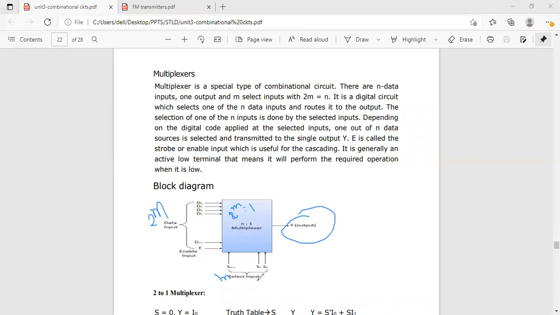Depending on the select input condition, it selects one of the input lines at the output. That's why it is called a data selector. Some multiplexers also have an enable input, which is used for cascading. In decoders we also discussed the enable input, which is likewise used for cascading. So here also, a multiplexer with enable input is used for cascading.